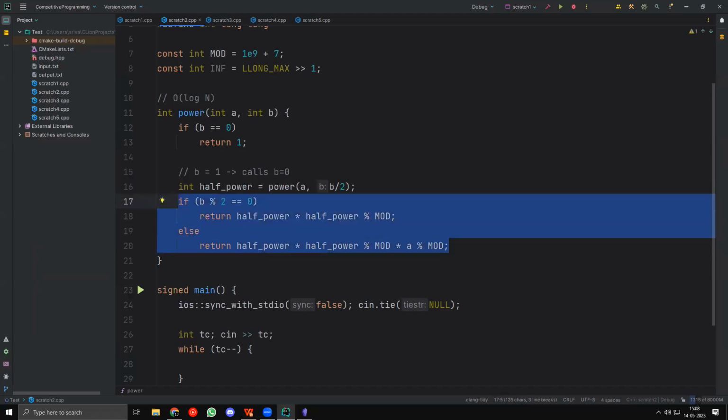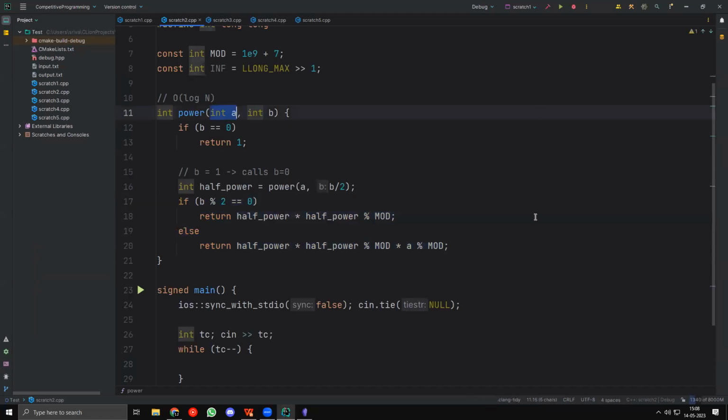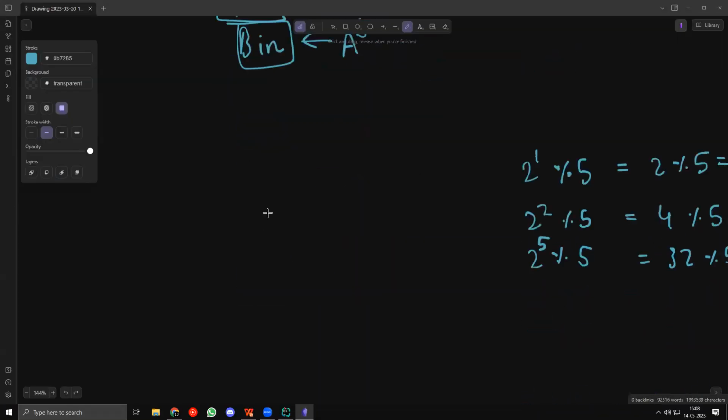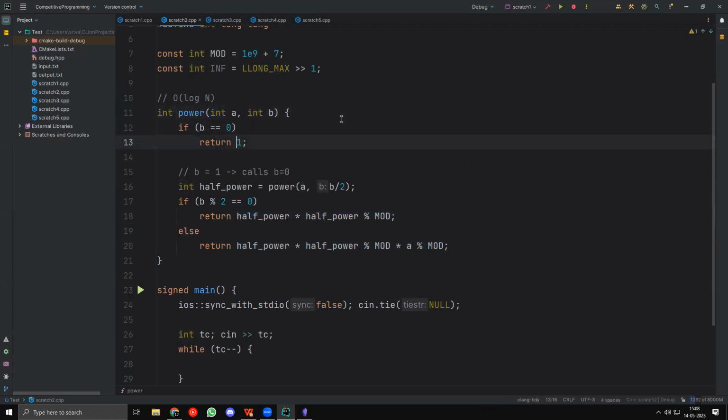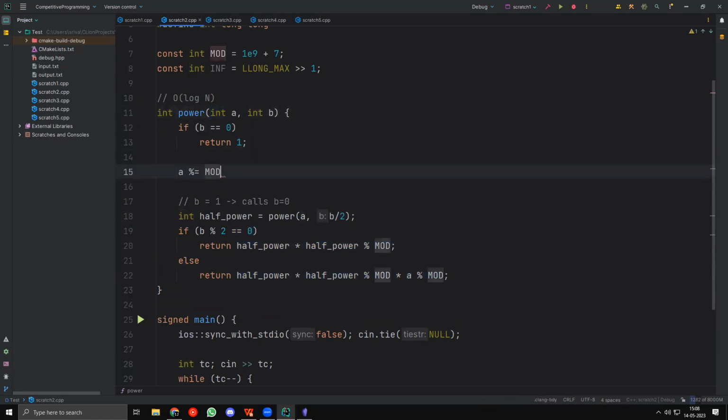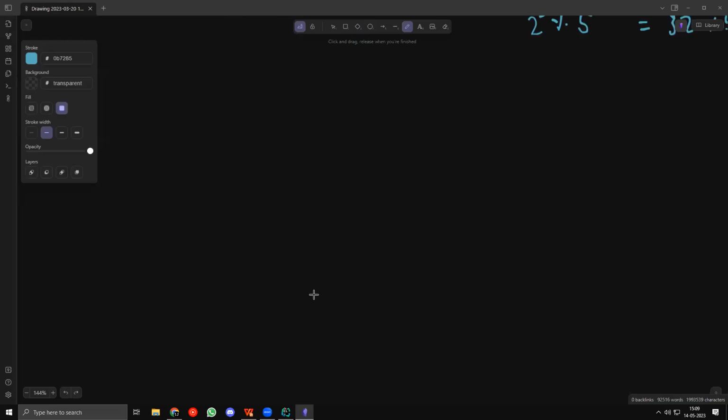So I'll convert this. And in case a is greater than mod, let's say a is like 10 to the power of 10, in this case, this won't work properly. So what we can do is at the beginning, we can just say a modulo equal to mod. And this will also work fine. This won't make any difference, right? Basically, if you're taking a to the power of 5, then that's a into a into a into a into a, right? It's just the products of a.